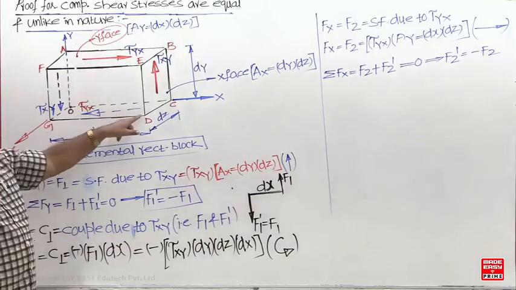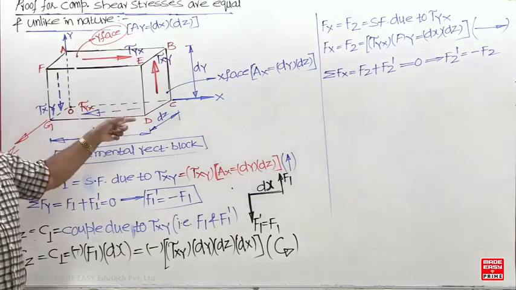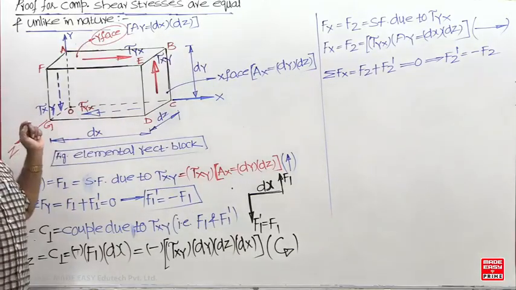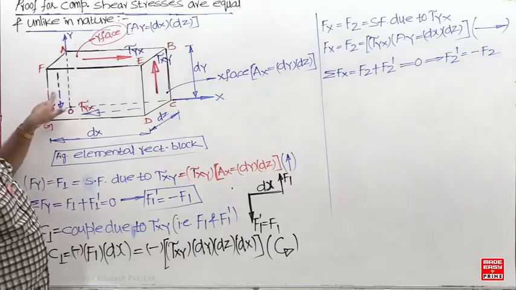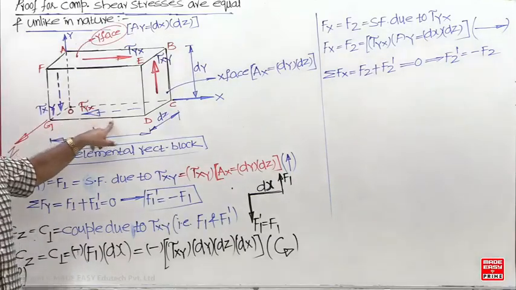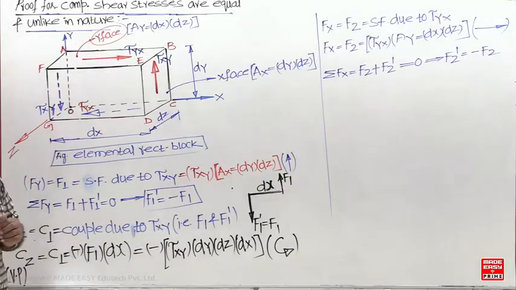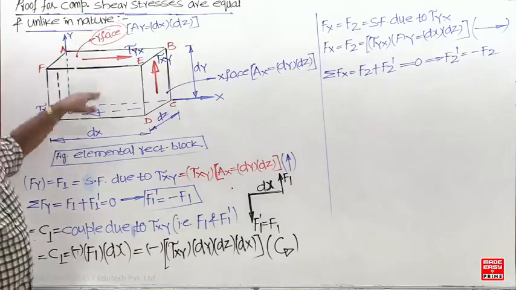Now because of this, the sum of the force is 0. Which force is 0? The horizontal force is 0. Because of this, the sum of the vertical force is 0. And because of this, the sum of the horizontal force is 0. If this is not there, the sum of the horizontal force is not 0. Now these two will form a couple.